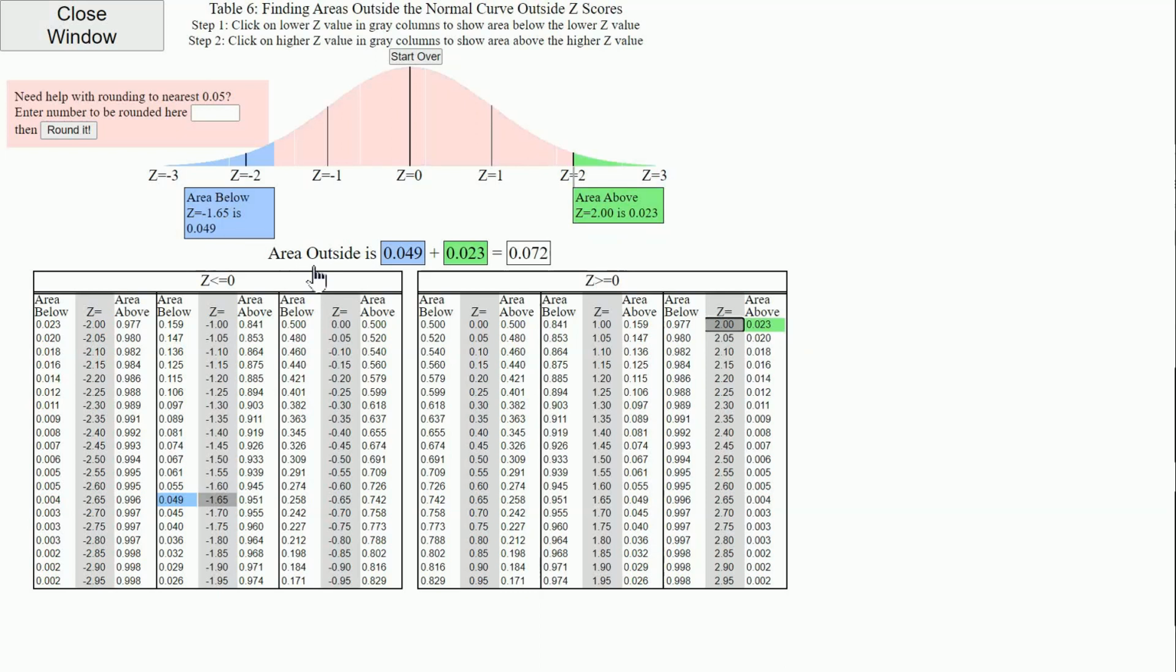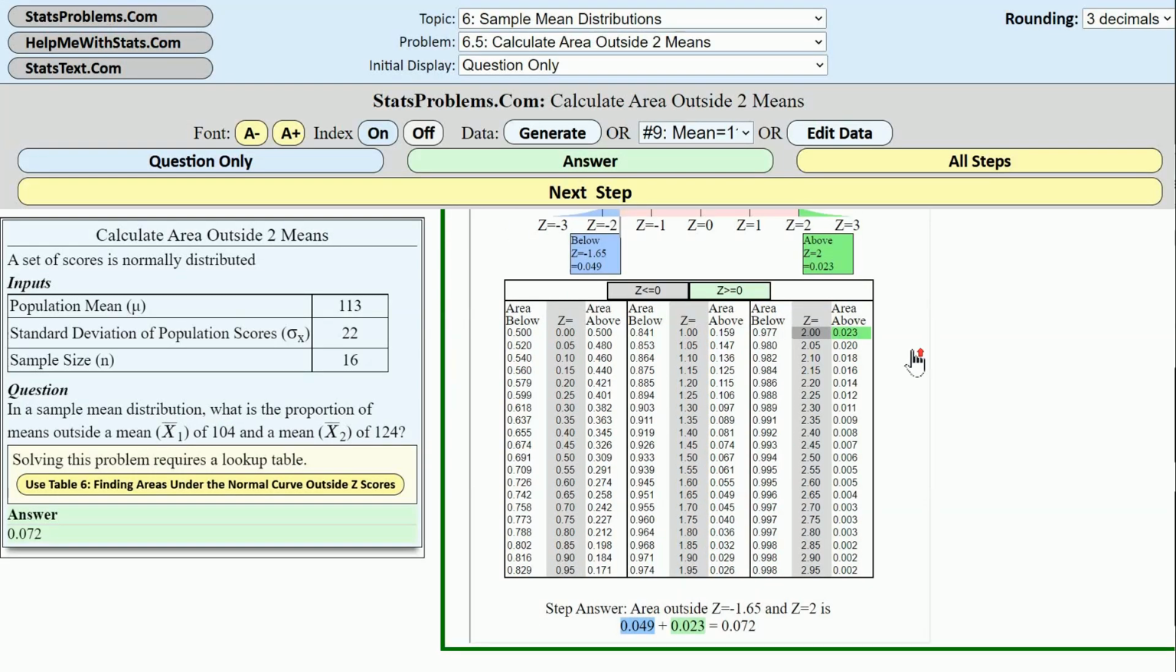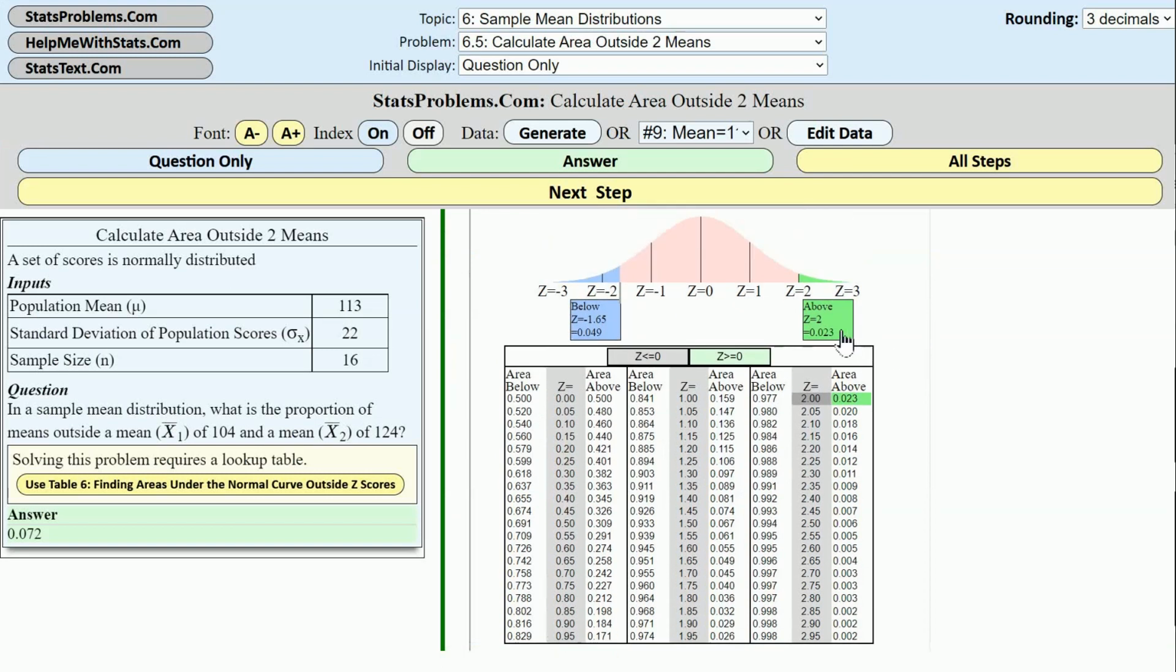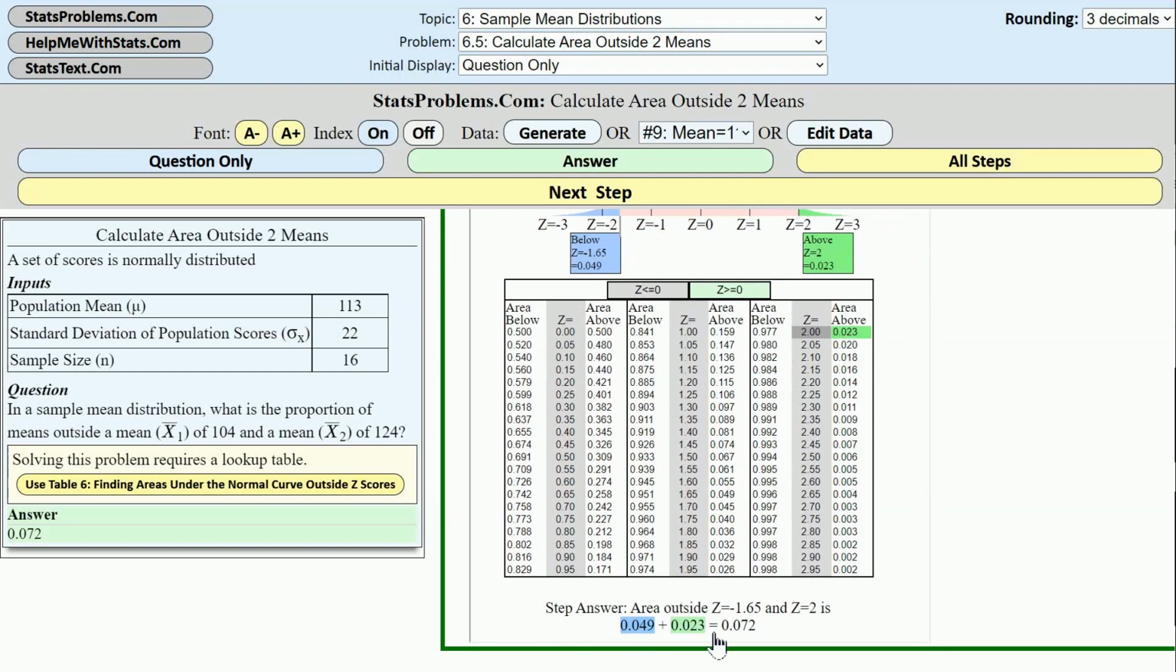The area outside the z-scores is the area below of 0.049 plus the area above of 0.023, which works out to 0.072. We close this window to return to the analysis, which shows the lookup table with the below area of 0.049 and the above area of 0.023 and the area outside of 0.072. With a population mean of 113 and a population standard deviation of 22, and a sample size of 16, the area outside a mean of 104 and a mean of 124 is 0.072.